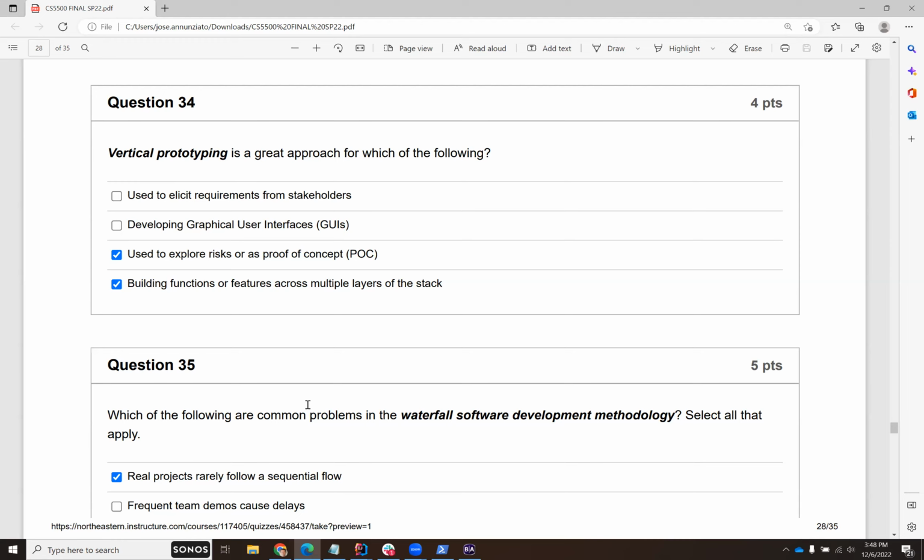Vertical prototyping is the case where you want to prototype an entire feature going all the way through multiple tiers, right? Starting at the front end, going through the middle tier, down to the services layer, and then the business layer, and all the way down to the database, or all the dependencies that are needed for that particular feature.